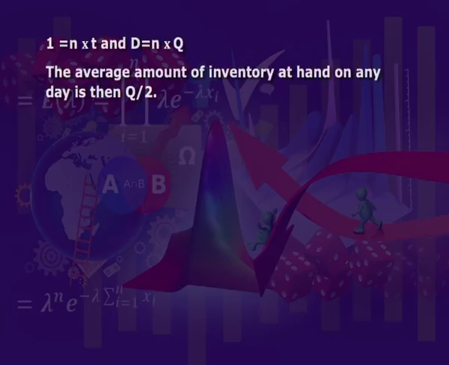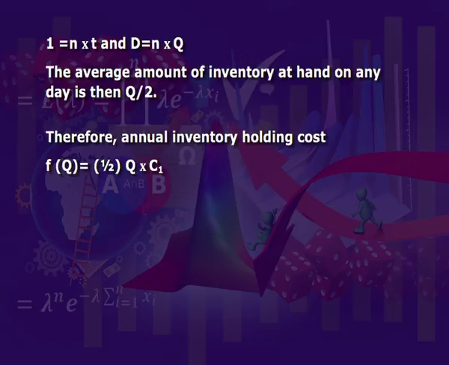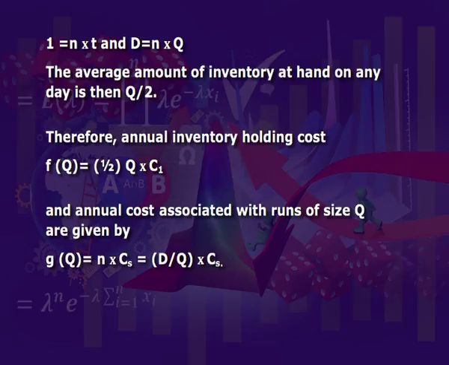If N denotes the total number of runs to quantity produced or purchased during the year, then we have 1 equal to N multiplied by T and capital D equal to N multiplied by capital Q. The average amount of inventory at hand on any day is then Q divided by 2, and therefore annual inventory holding cost denoted by function of Q, F(Q) equal to 1/2 Q multiplied by C1, and annual cost associated with runs of size Q are given by G(Q) equal to N into CS, which is equal to D divided by Q whole into CS.